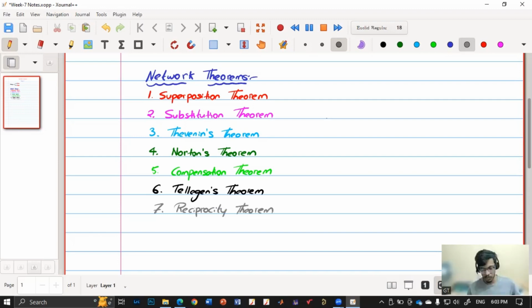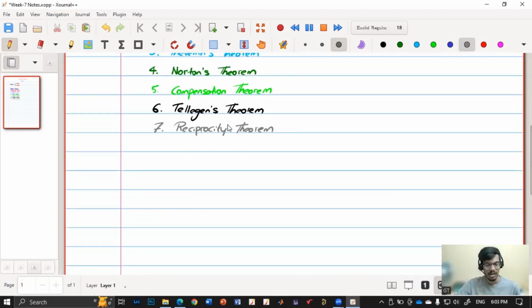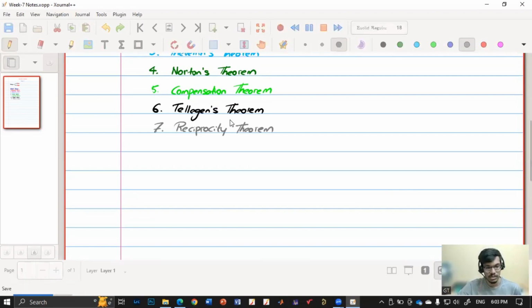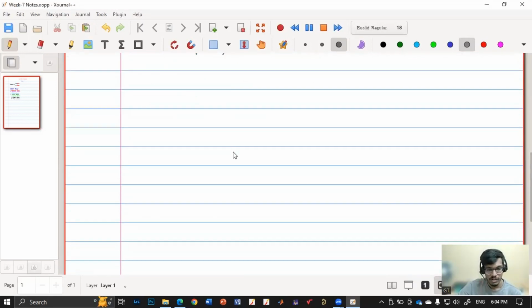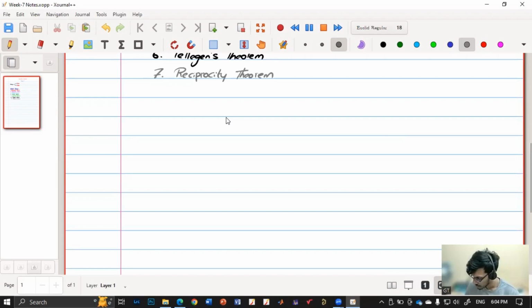We'll start with the superposition theorem, and I'll give some definition so that you can read it and understand what it means. Okay, first we'll start with the superposition theorem. So can anyone tell me what the superposition theorem is all about? Anyone?